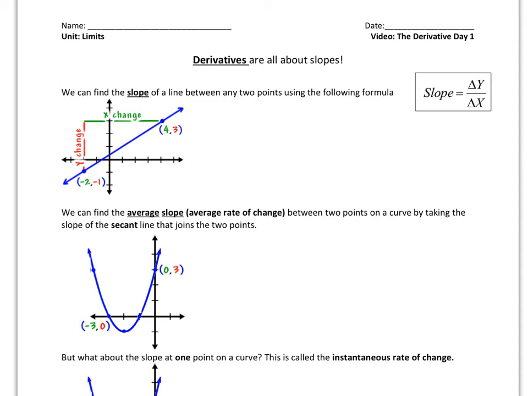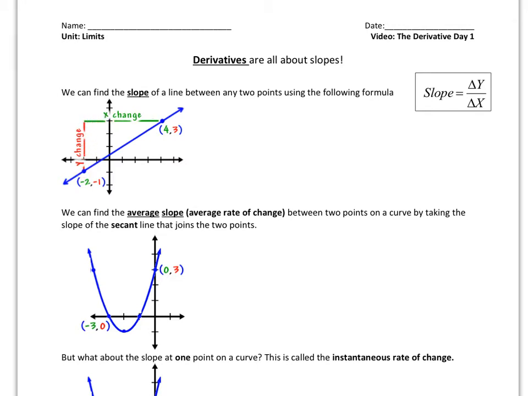Hi everyone, in today's lesson we're going to talk about how to find a derivative. Derivatives are all about slopes. So let's first recall a few things about finding slope. We can find the slope of a line between any 2 points using the following formula, where slope is the change in y over the change in x. So the change in the y value over the change in the x value.